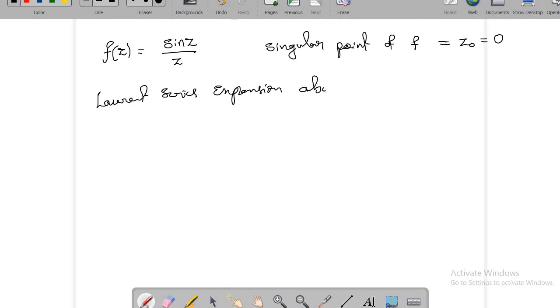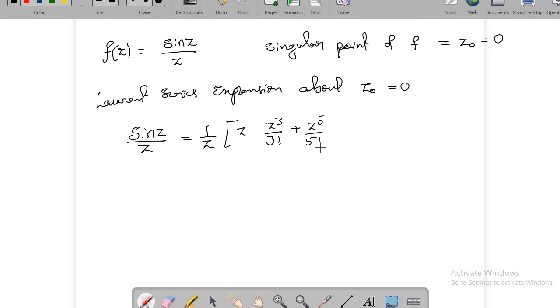Expansion about Z0, where Z0 is nothing but 0. So we know how to express sin Z by Z. This is nothing but 1 by Z into the expansion of sin Z, which is Z minus Z cube by 3 factorial plus Z power 5 by 5 factorial minus and so on.